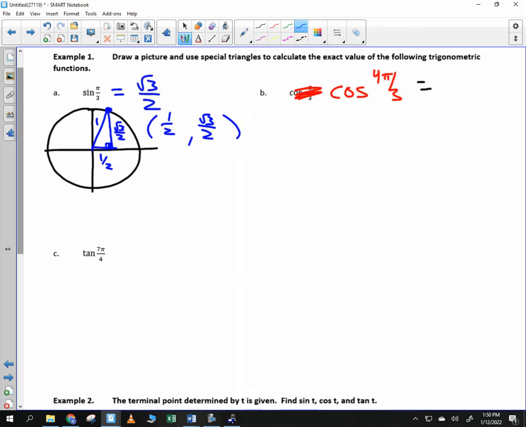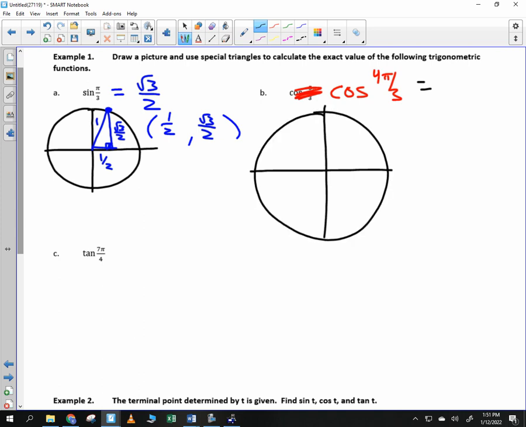Cosine of 4 pi over 3. 4 pi over 3, how many degrees? Somebody. I'm switching it to 4 pi over 3. Close, not 210. 240. Which quadrant? Third quadrant. What's my reference angle? How far past 180 have I gone? 60 degrees.